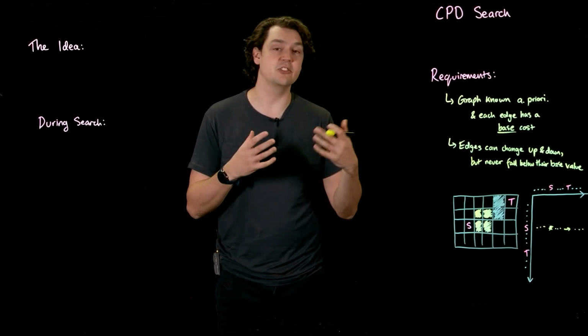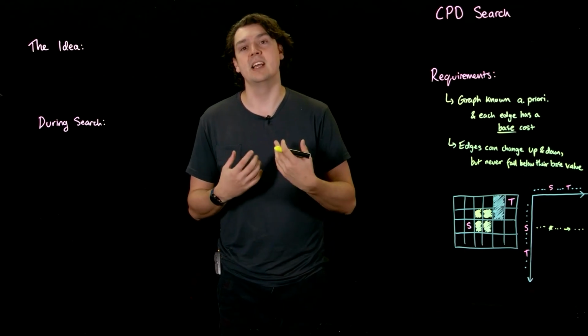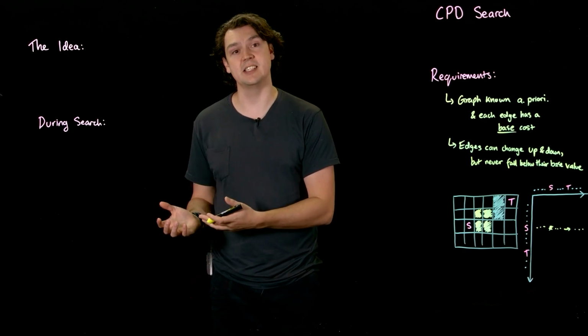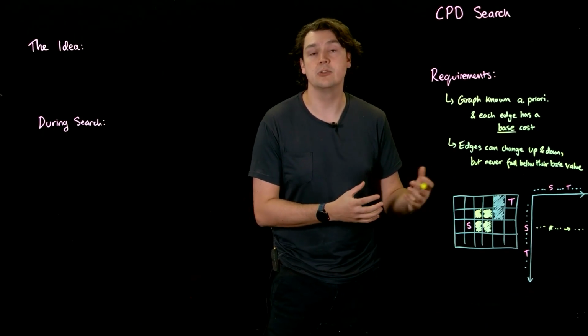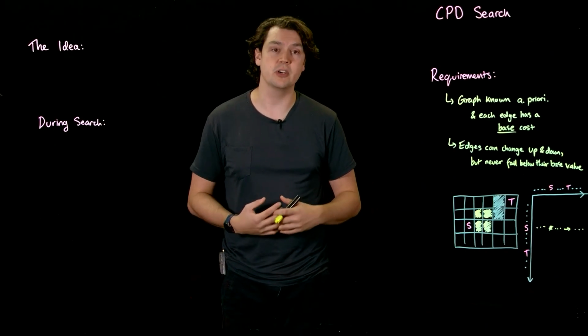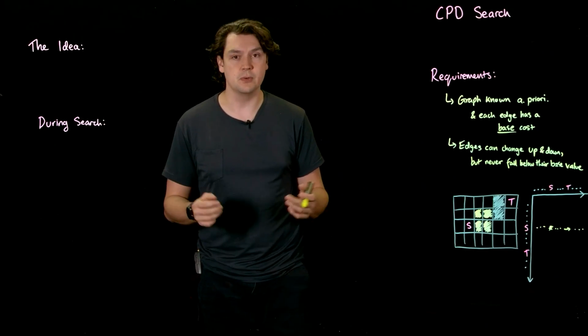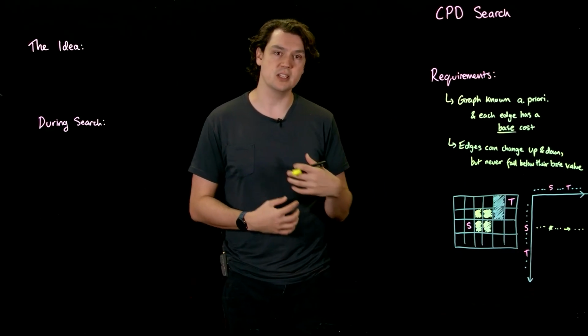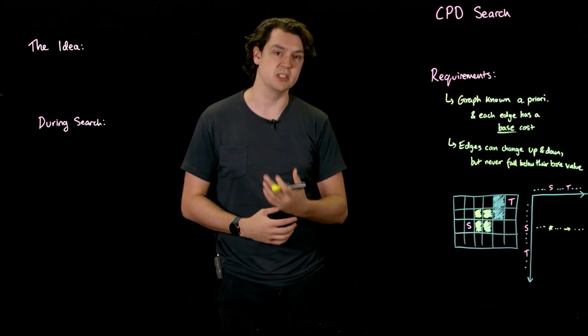This is essentially an anytime algorithm. We're going to be running search in an A-star fashion, right? We're adapting A-star to this anytime search framework. This is going to be useful for dynamic environments, right? So the requirements, the use case of where CPD search comes into play.